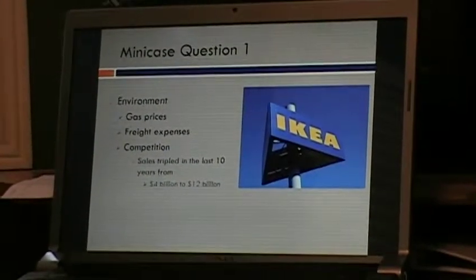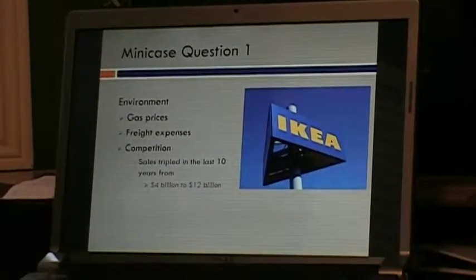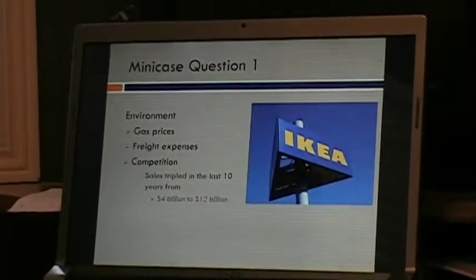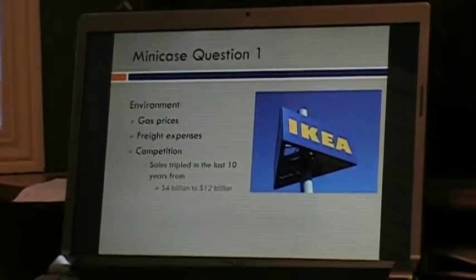IKEA only has a limited number of stores around the United States, forcing them to ship many of their products long distances. The increase in gas makes it more expensive to get the goods on the shelf, thereby cutting profits unless prices are also increased.